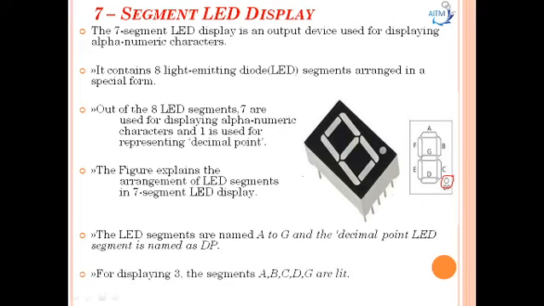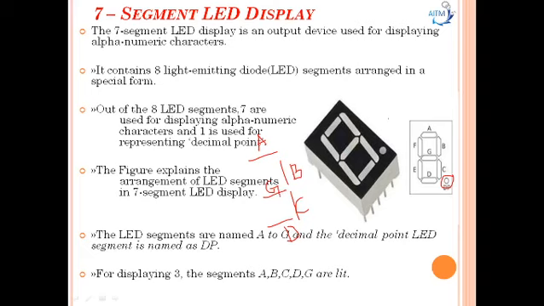For displaying 3, if I want to display 3 in the 7-segment display, so the segments A, B, then C, then D and G should be lit, should get on here.